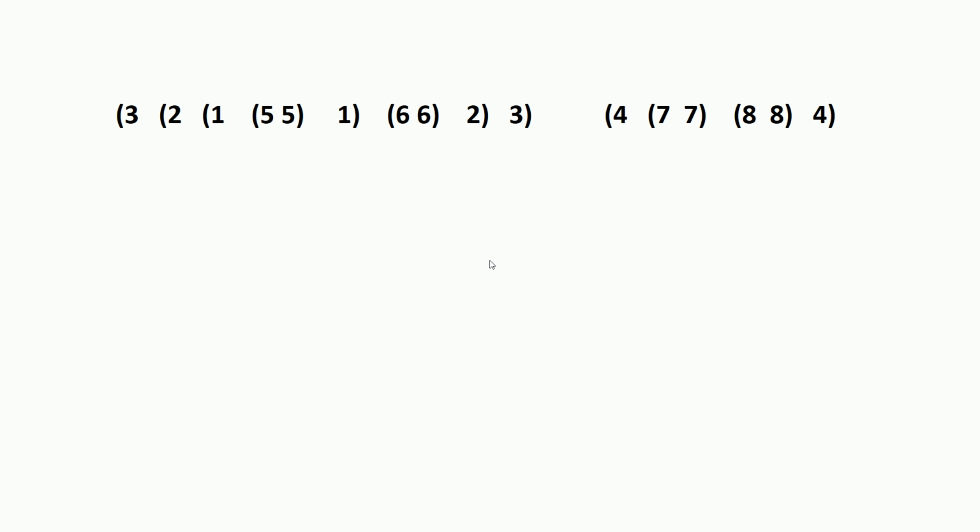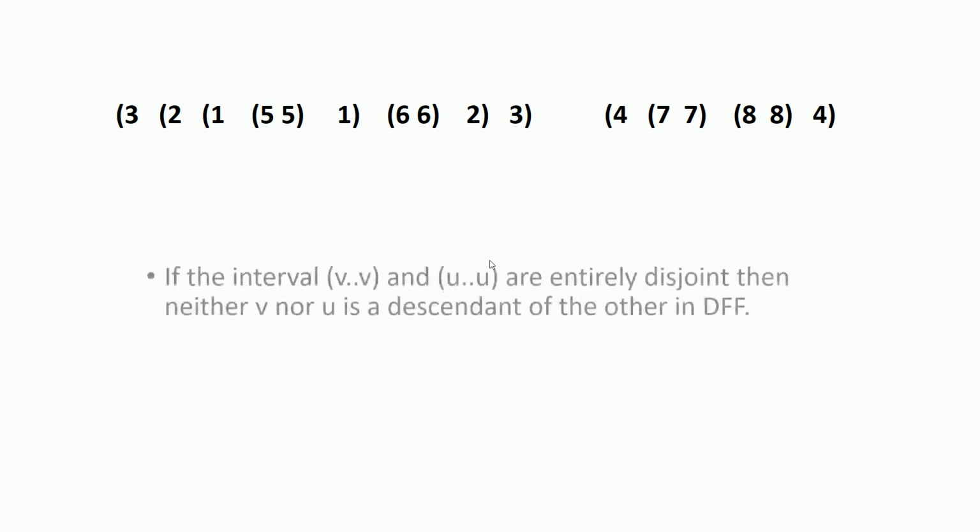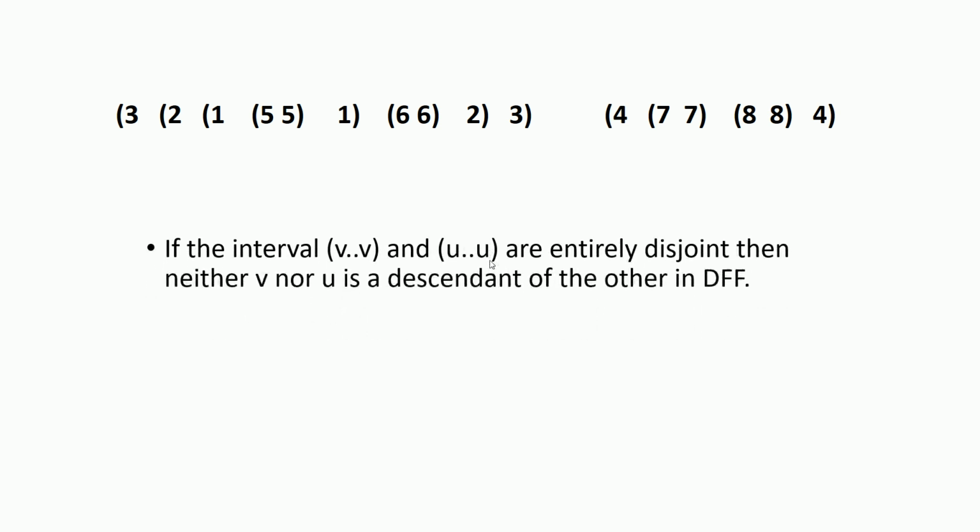Rule number 1: if interval u and interval v are entirely disjoint, then neither v nor u is a descendant of the other in the depth first forest. For example, the set starting with 3 and ending with 3 is disjoint from the set starting with 4 and ending with 4. So we can guarantee that neither 3 nor 4 is a descendant of the other.